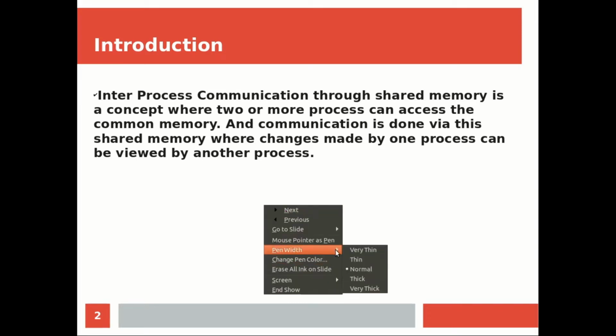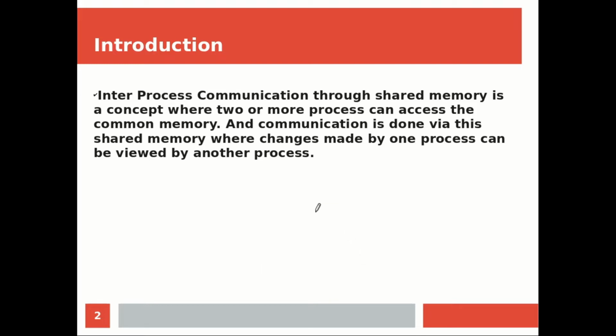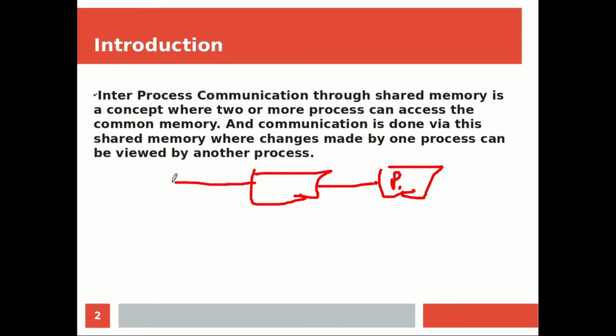So, in this shared memory, there is one common memory. This common memory is accessible to process 1 or any process that wants to communicate with the other process. Let us say there are two processes which want to communicate with each other, P1 and P2. They will both have access to this common part of the memory.